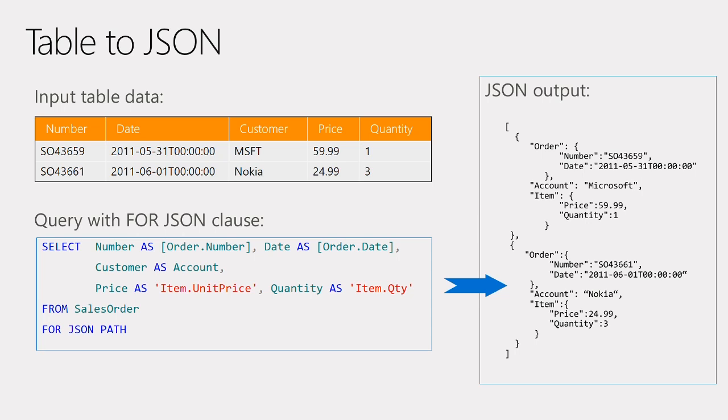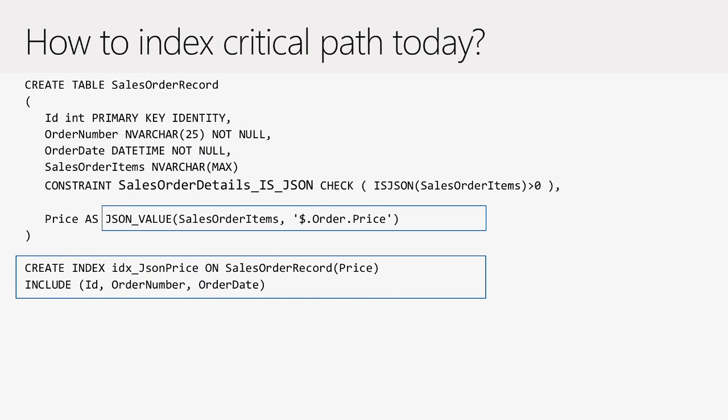Then you can do queries with the FOR JSON clause from the table to produce JSON. Again, as you can see, that's what it turns to. And then you can also do some indexing with that method that you see up there if you need to index fields. So this is the gist of our JSON support.